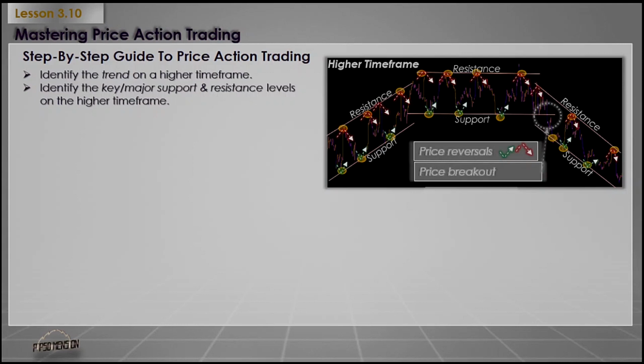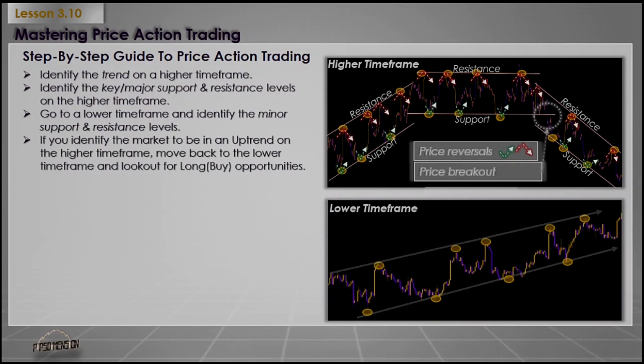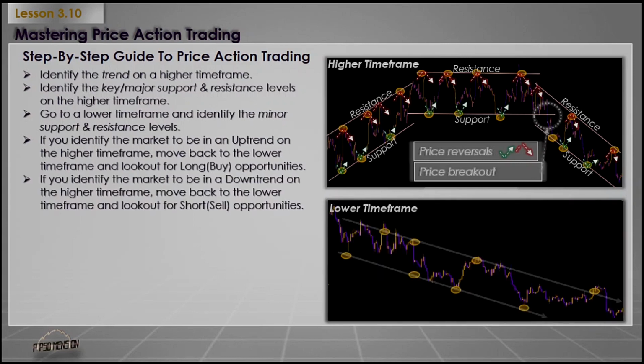The next step is to go to a lower time frame and identify the minor support and resistance levels. Again, you can do that by using the trend line tools to connect the highs and the lows. Next, if you identify the market to be in an uptrend on the higher time frame, move back to the lower time frame and look out for buy opportunities at the major support level. On the other hand, if you identify the market to be in a downtrend on the higher time frame, move back to the lower time frame and look out for sell opportunities at the major resistance level.